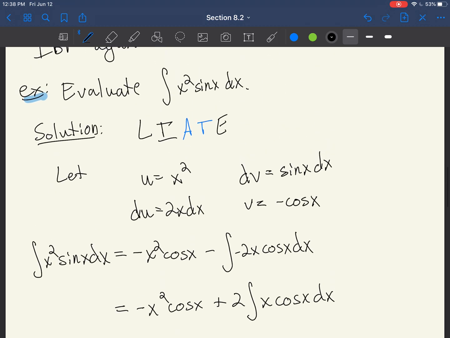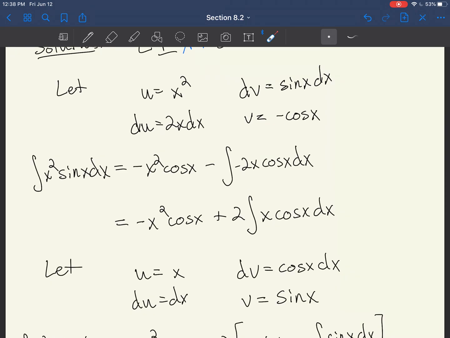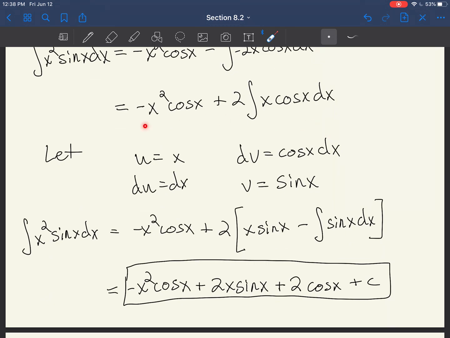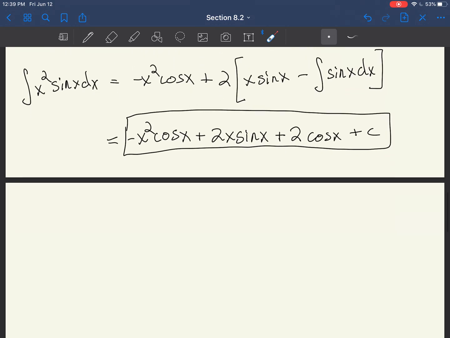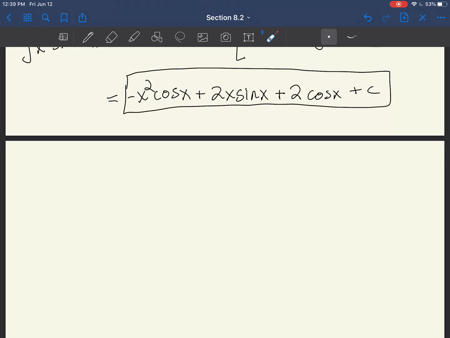And notice how many times we used it. We have x squared, the thing that terminates. It no longer has a variable after differentiating it twice. And we use integration by parts once, and then we use integration by parts twice. So generally speaking, if you have something that terminates, you're going to have to use integration by parts as many times as it takes until that thing that terminates no longer has a variable. So that's great, but imagine if I wanted to have you integrate x to the 10th sine x. You'd be here forever.